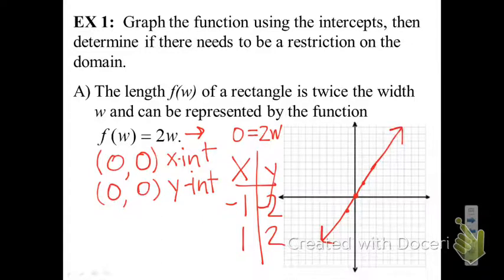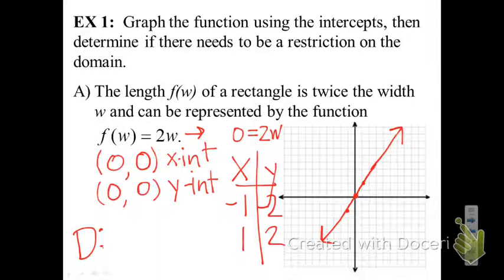Okay, so we're going to read what it says now. It says the length f of w of a rectangle is twice the width. What values would be inappropriate for us to consider with this context? You have a rectangle, right? Can you have a rectangle that has a width of -2? No. So what would be appropriate for us to use here? Positive integers. Okay, and we're only going to talk about the domain because that's what it's asking you to do.